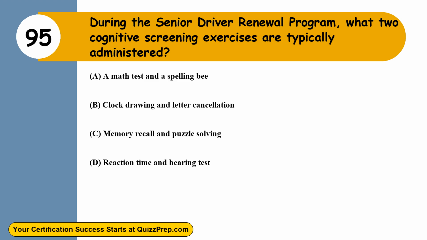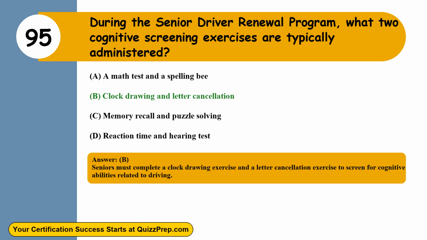Question 95. During the Senior Driver Renewal Program, what 2 cognitive screening exercises are typically administered? Option A, a math test and a spelling bee. Option B, clock drawing and letter cancellation. Option C, memory recall and puzzle solving. Option D, reaction time and hearing test. The correct answer is option B, clock drawing and letter cancellation. Seniors must complete a clock drawing exercise and a letter cancellation exercise to screen for cognitive abilities related to driving.